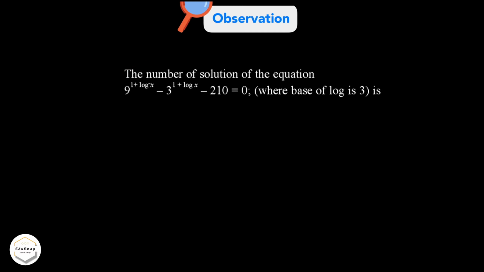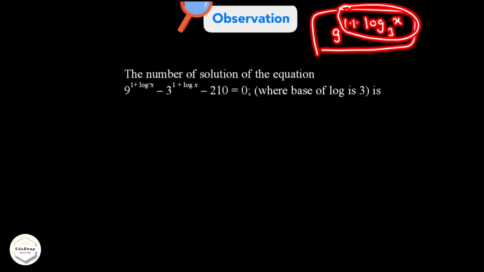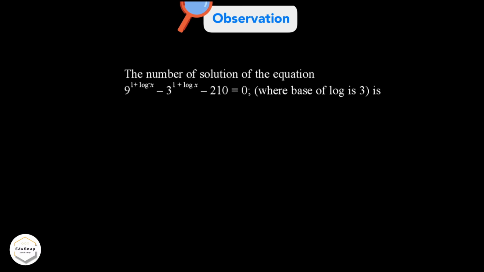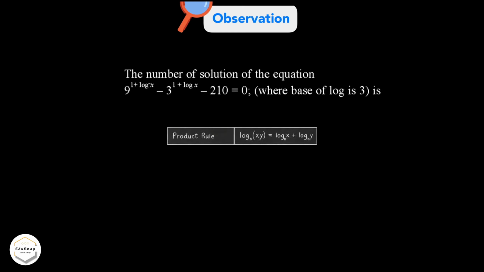If you observe one thing here, the base of this log is nothing but 3. So from here we get one idea: we have 3 here, and the base is also 3. So we have 9 raised to the power 1 plus log x to the base 3. We will try to make this upper part a single quantity, that is going to be 9 raised to the power log 3 of something. I will interchange that, applying this property.